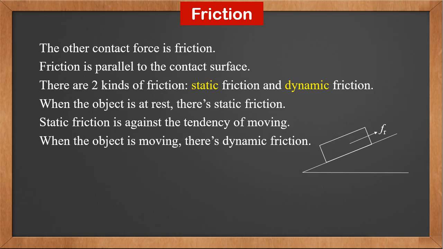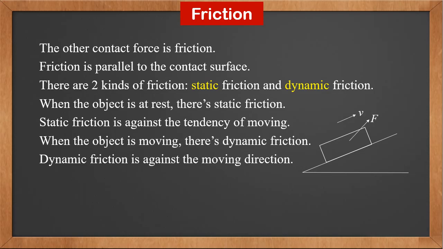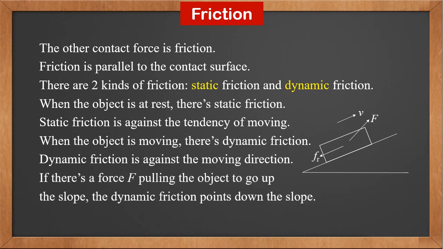When the object is moving, there's dynamic friction. Dynamic friction is against the moving direction. Now, there's a force F, pulling the object to go up the slope, then there's dynamic friction. It is against the moving direction, so it points downwards along the slope.